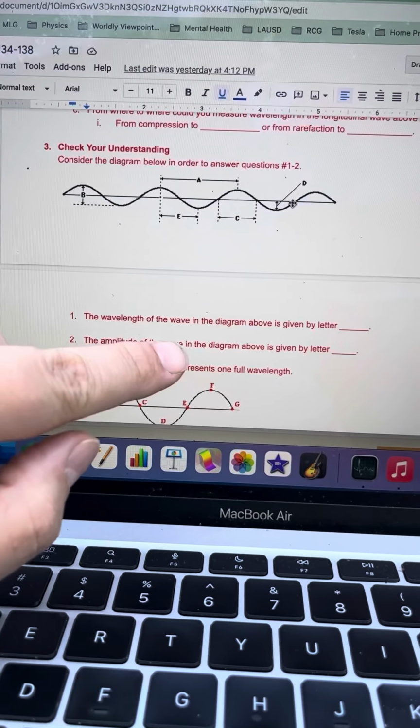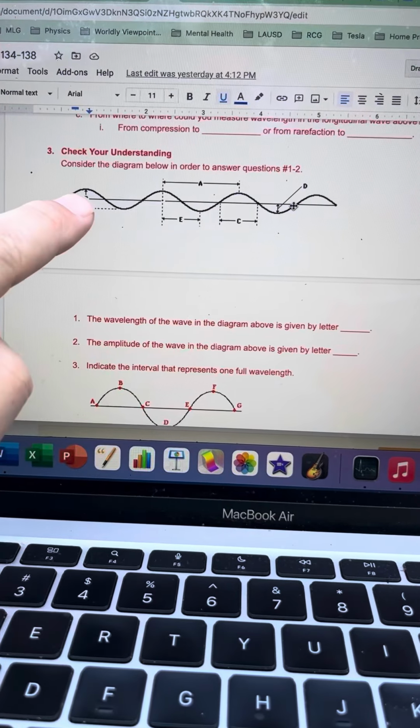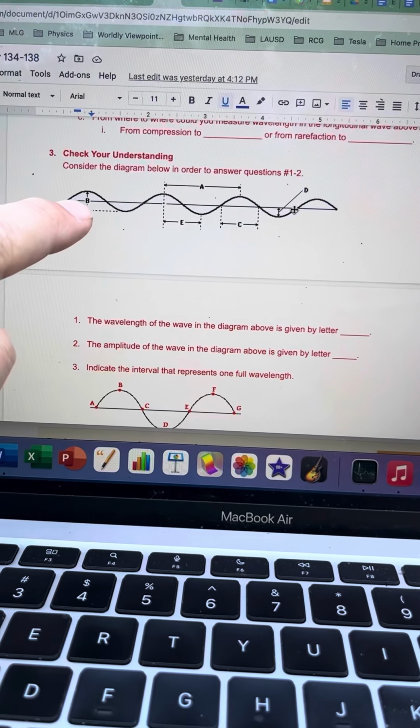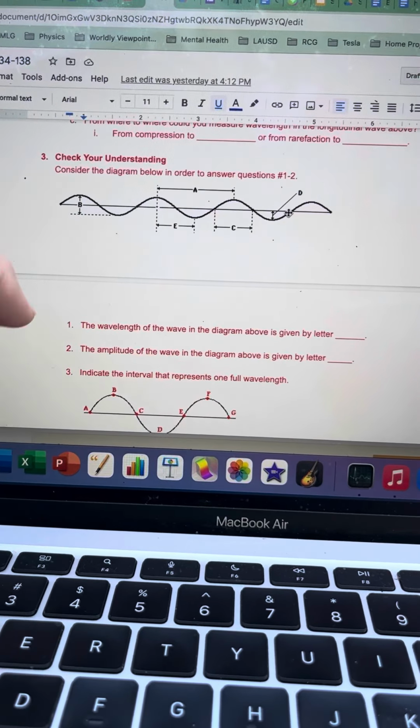Number 2, the amplitude is given by letter D. B, by the way, is 2 amplitudes, right? From the equilibrium point to the highest and to the lowest is twice the amplitude.